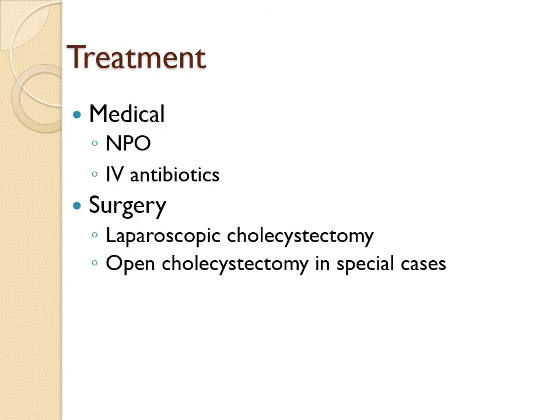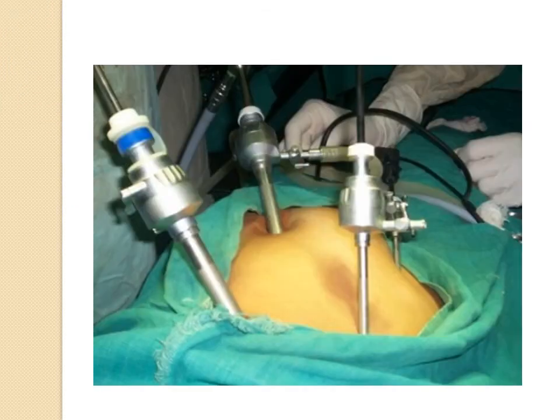For management of acute cholecystitis, we usually place the patient on nothing per orem, and we start the patient on IV antibiotics to cover for the most common organisms. And basically, the most important part of management is still surgery. You can do laparoscopic cholecystectomy or open cholecystectomy in special cases. This image is just to show you how laparoscopic cholecystectomy is done.